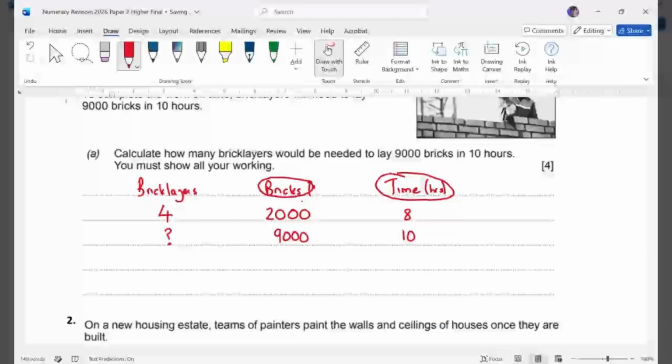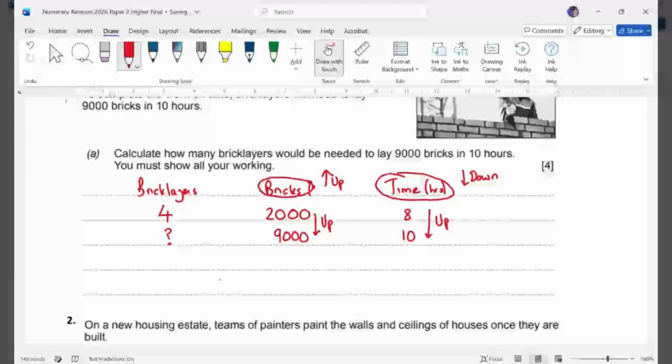Right. So the bricks have gone up from 2,000 to 9,000. In order to achieve that, I am going to need more bricklayers, right? So the effect of that going up is that the number of bricklayers also needs to go up. However, whoever has given my company this job has said, don't worry about doing it in 8 hours, have 10 hours, a bit more relaxed. You can have a little bit longer to do it. So the result of the time going up doesn't mean I need more bricklayers. Actually, because I've got more time, I can get away with less bricklayers. Okay, so more bricks, more bricklayers, more time, less bricklayers.